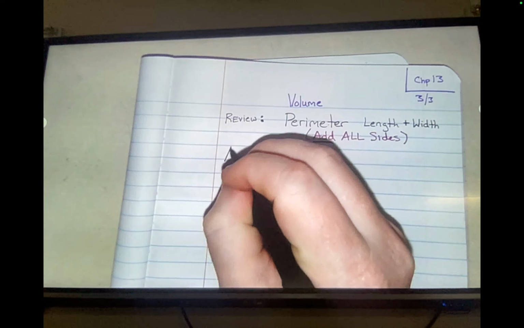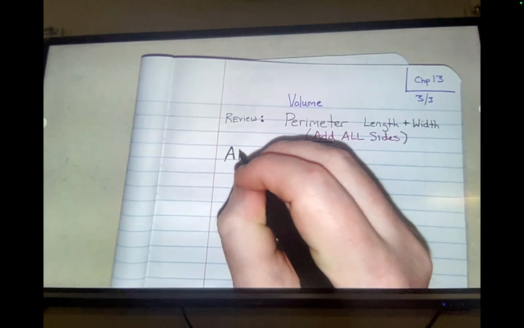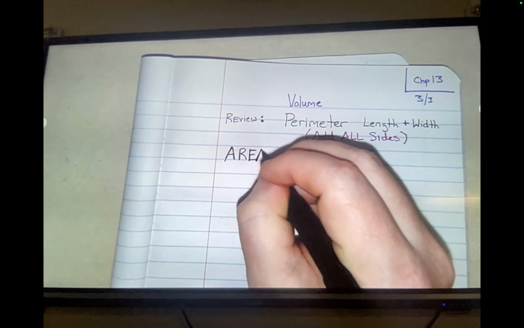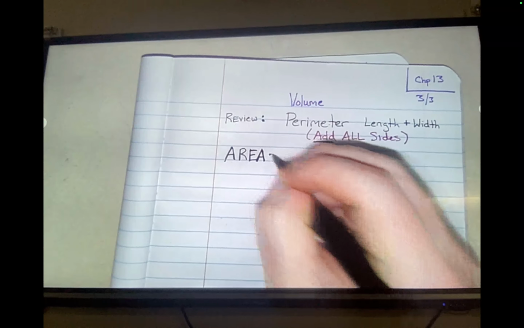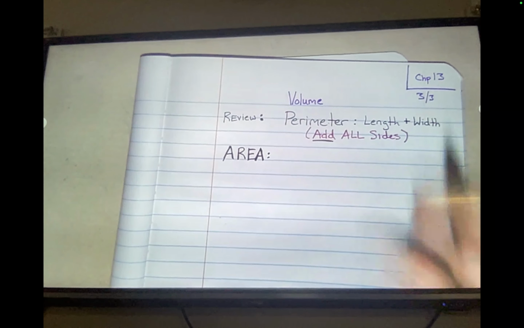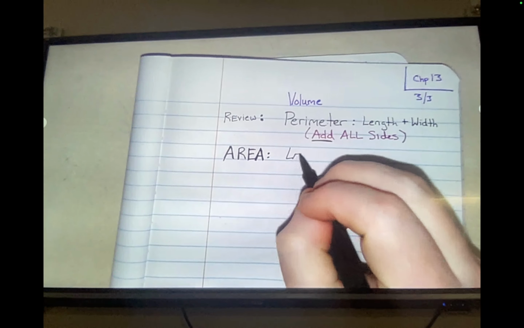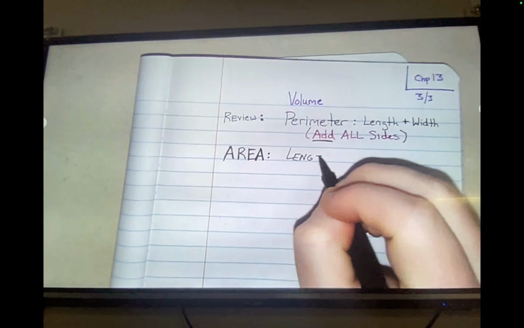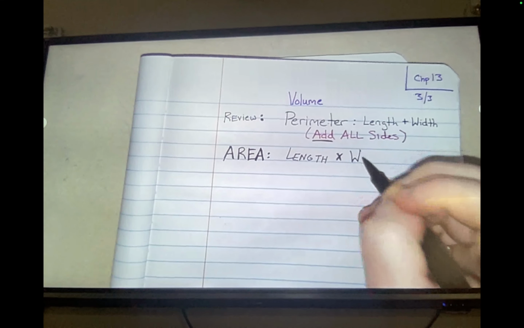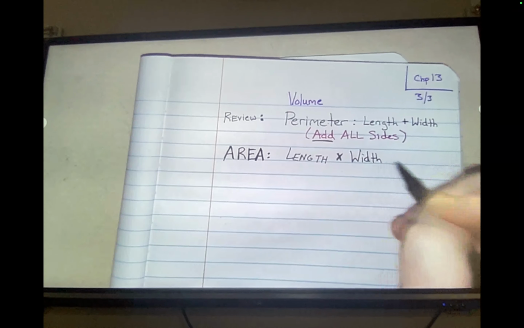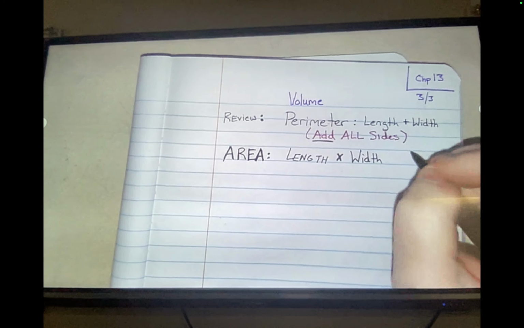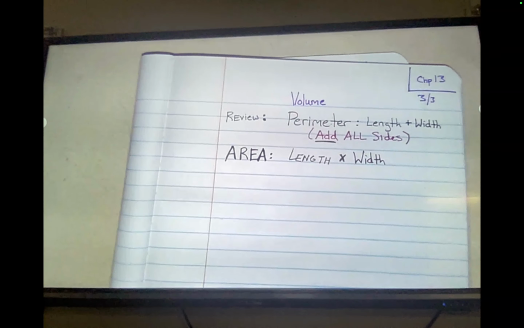After perimeter, we also learned about the measurement of area. And area is length times width. And so in this case, we know that we are multiplying.